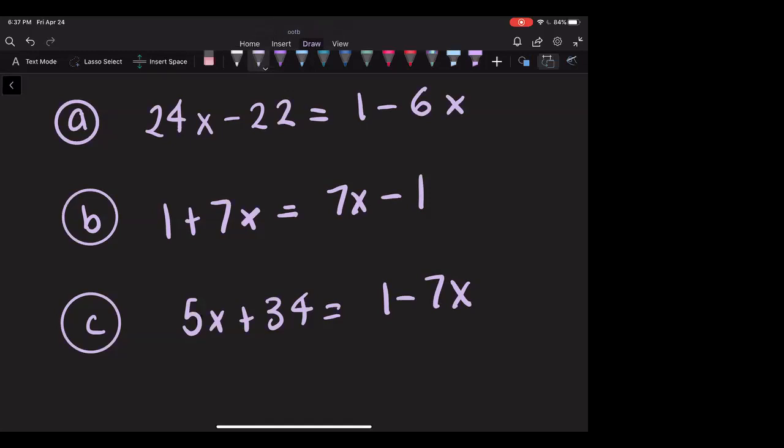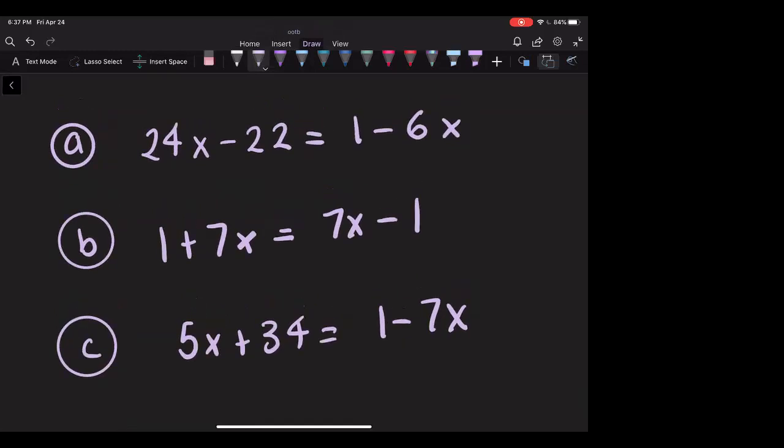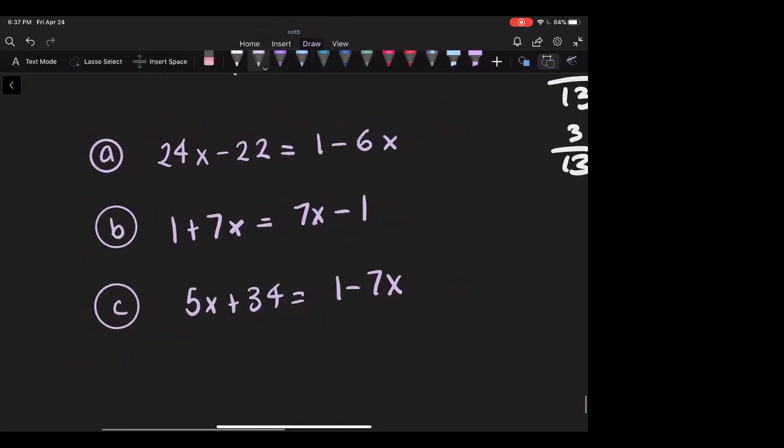Wait, for the first one, could you write something? Yeah, for sure. 18x. Wait. Do you see how this is negative 6x? Yeah. What's the opposite? Oh, addition then. Addition. There we go. So then could you write 30x minus 22 equals 1. There you go.